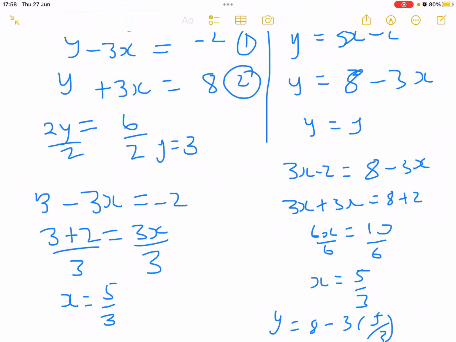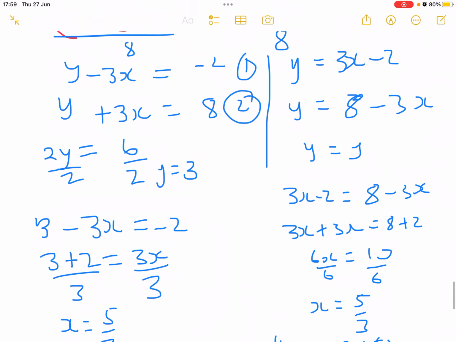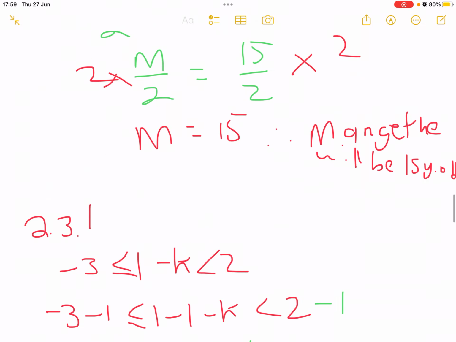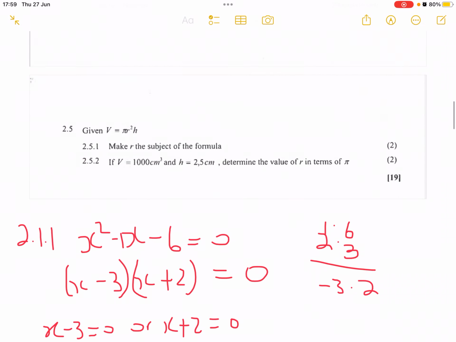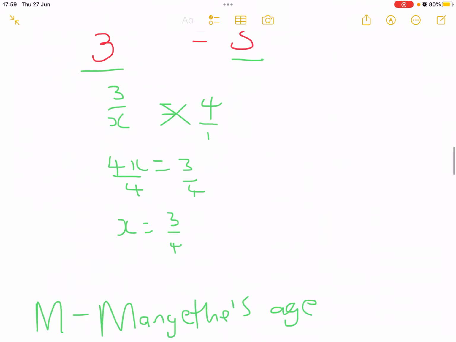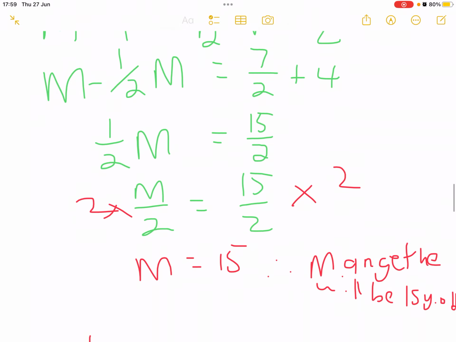Then in 2.5, which is our last question: given v is equal to pi r squared h, make r the subject of the formula.